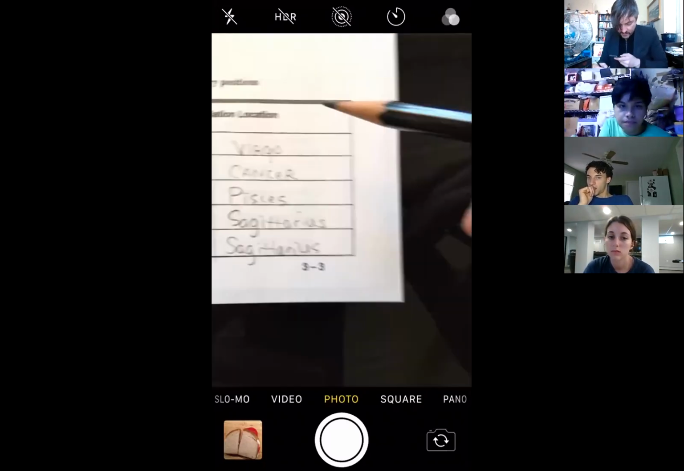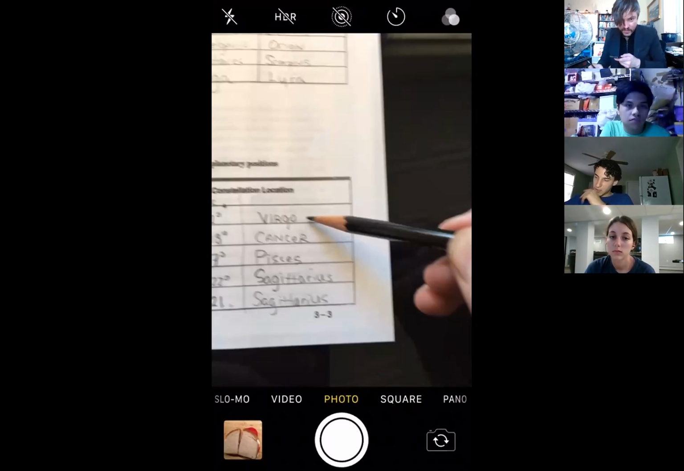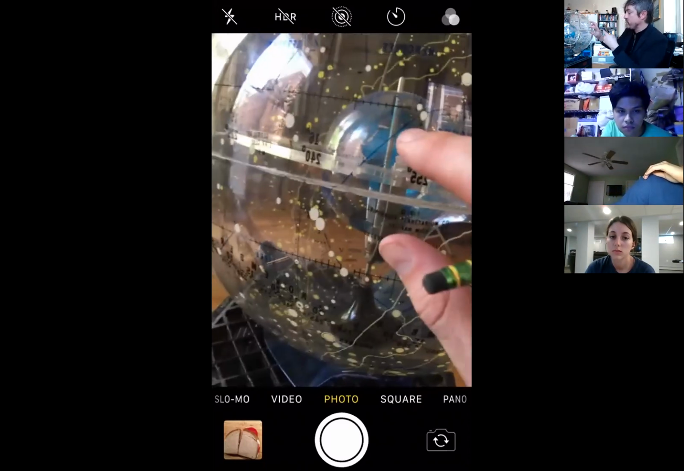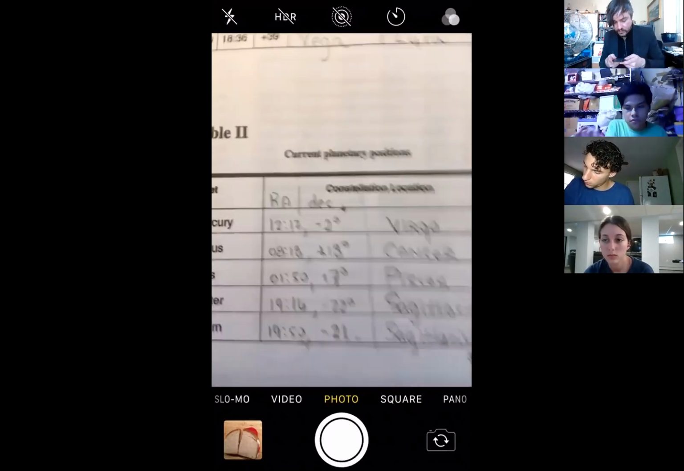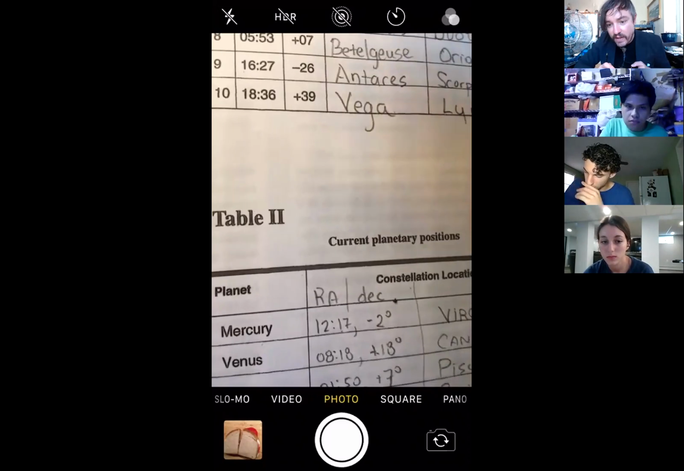If these had been the positions of the planets in 1963, that's where the planets would have been. But in the intervening 50 years, there's just a teensy bit of a drift. So sometimes the planets will drift over into a new constellation. That's also important for your astrological sign as well.